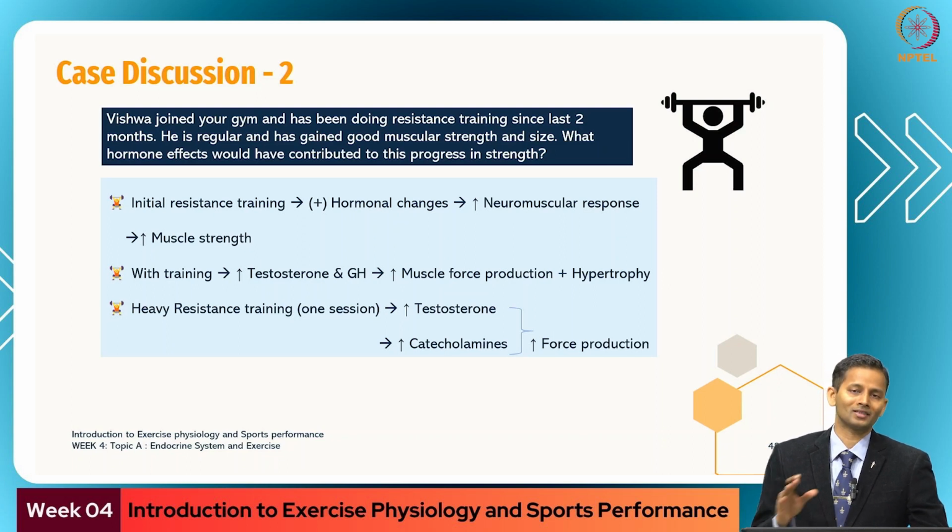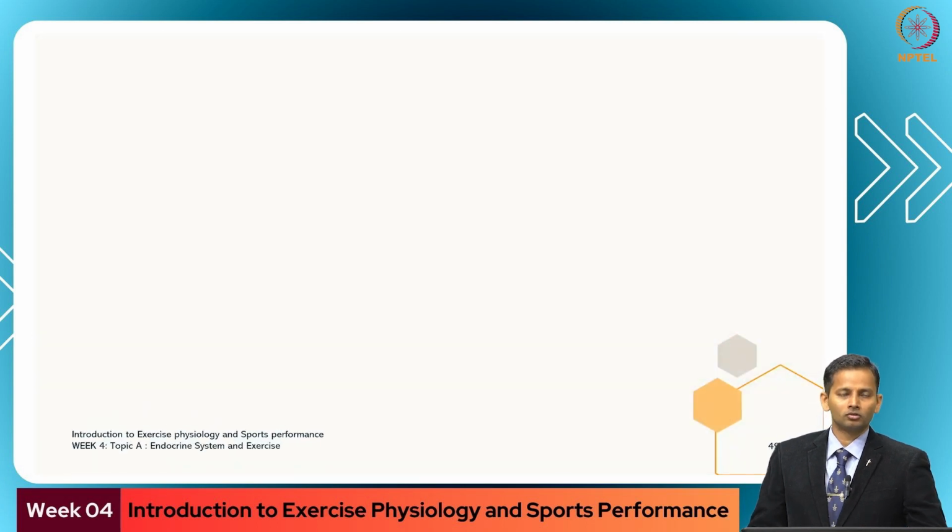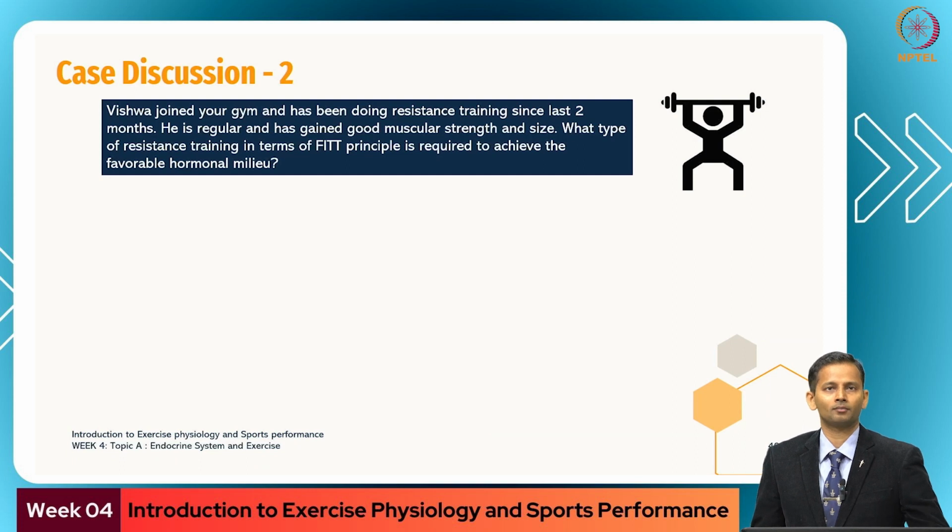More or less, maximum intensity also increases the catecholamines, and together these reasons increase the force production of the muscle. So that's about that part of it.